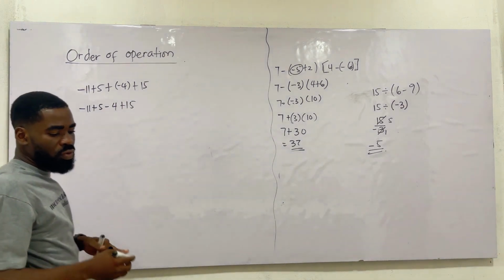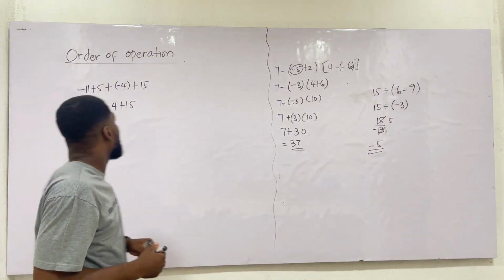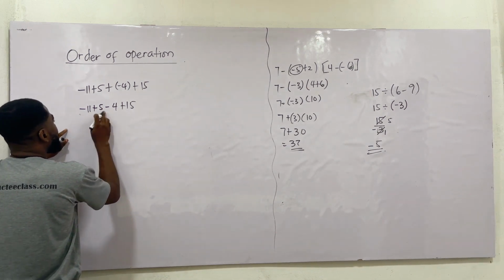What are the rules? We do addition. Then we do addition before what? Subtraction. Good. So let's do our addition. Now, this is addition. That's also addition. Good. So don't go and subtract this with this.